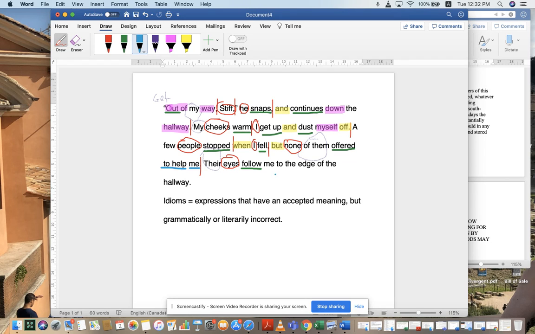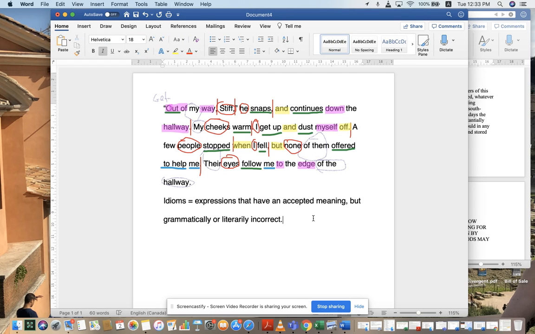Their eyes follow. What do they follow? They follow me. Where do they follow me? And there's the preposition to. Object of the preposition, and then we have another partitive genitive or possessive of the hallway. Okay, so who possesses the edge? The hallway possesses the edge. And that's pretty much it for our noun cases. And then we're going to do our verbs.